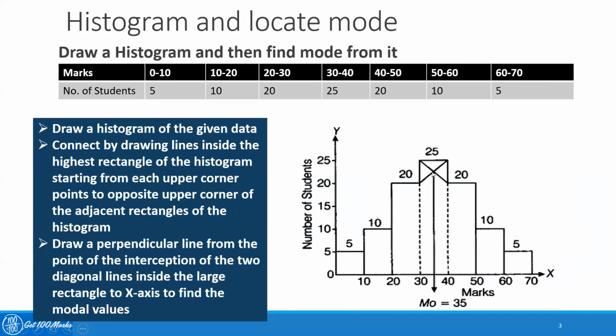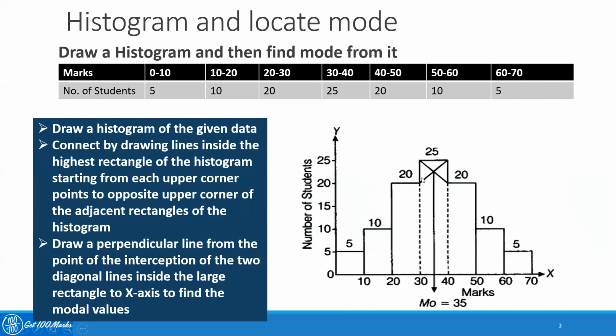Now how to identify the mode? For calculating mode, I have given the steps on the left side. First, we need to draw the histogram, which I have already done. Then draw lines inside the highest rectangle. So which is my highest rectangle? This one, 30 to 40, where the frequency is 25. So this is the highest rectangle.